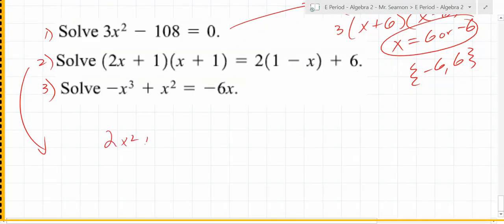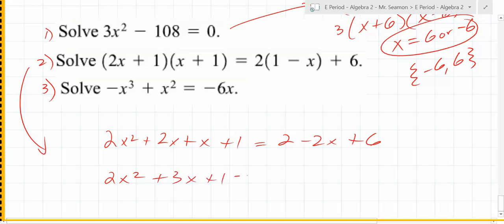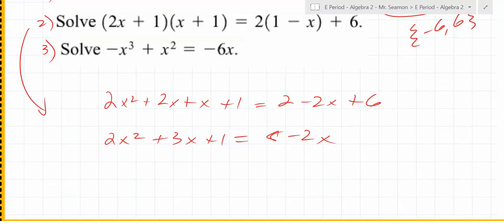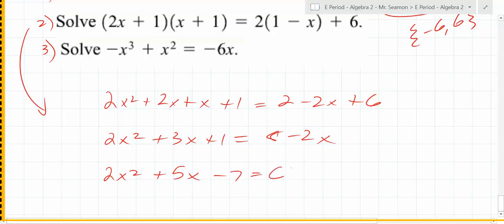So it's 2x squared plus 2x plus x plus 1 is equal to 2 minus 2x plus 6. Is that in standard form yet? No. It's closer, right? 3x plus 1 is equal to 8 minus 2x. And then you add 2x, so you get 2x squared plus 5x minus 7 equals 0. How many people got that? 2x squared plus 5x minus 7 is equal to 0. Who got that? Raise your hand.